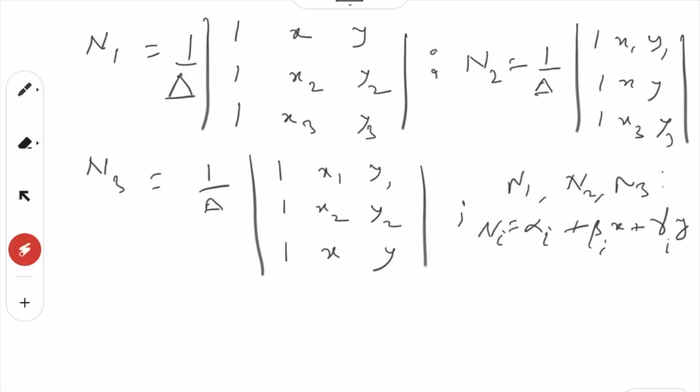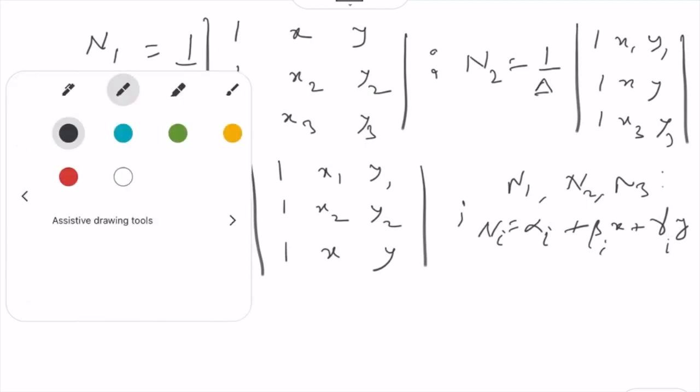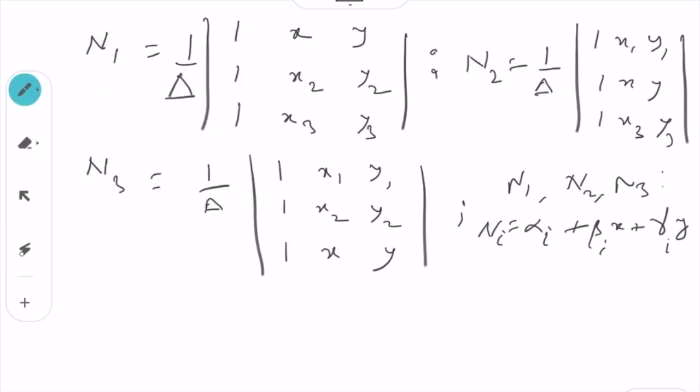So alpha i plus beta i x plus gamma i y. Basically this also follows the Pascal triangle, like we have 1, then x, then y. So we have 1, then x, and then y. So this is the Pascal triangle. Okay, so this is purely linear.